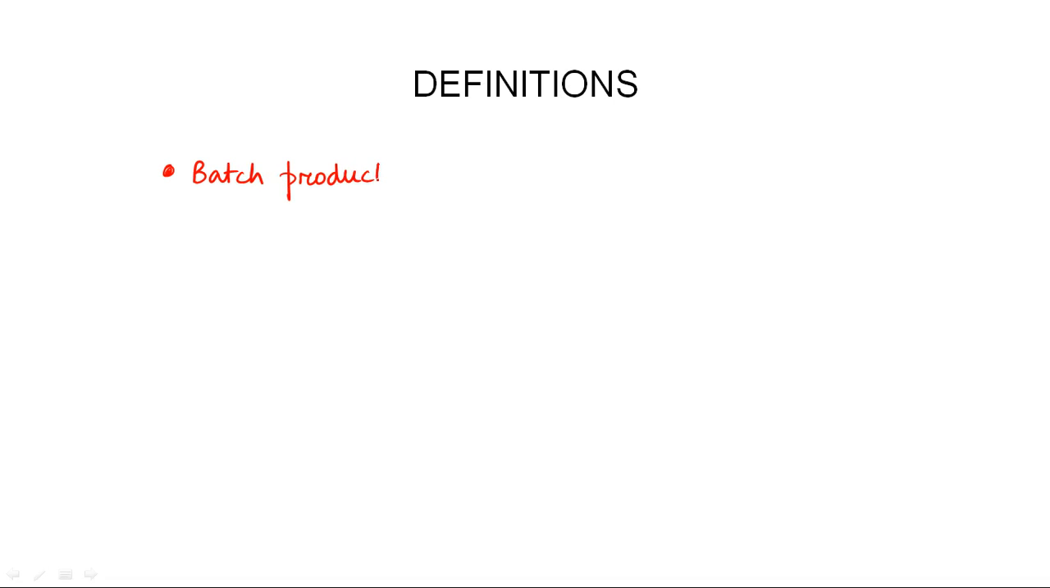We know that there are three types of production. One is job production, second is batch production, and third one is mass production. So we will use jigs and fixtures when we have to perform batch production.